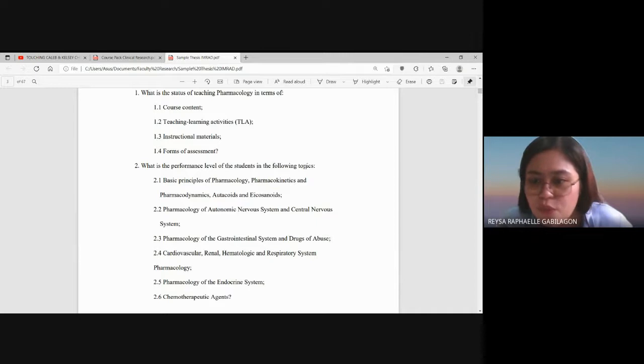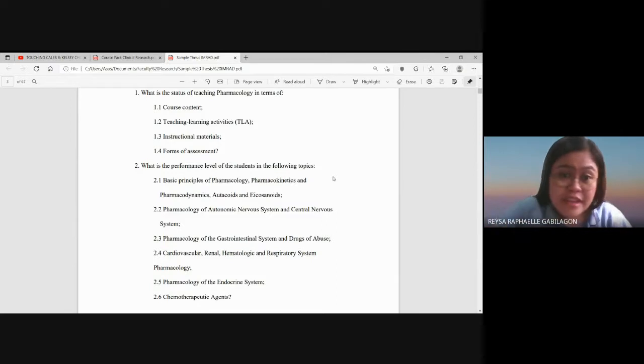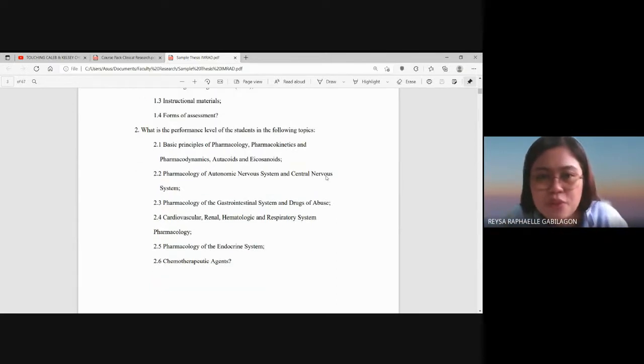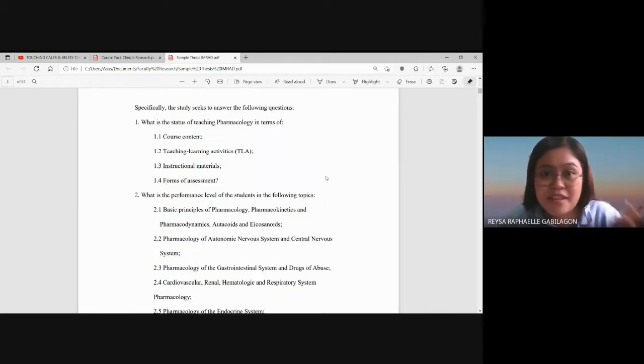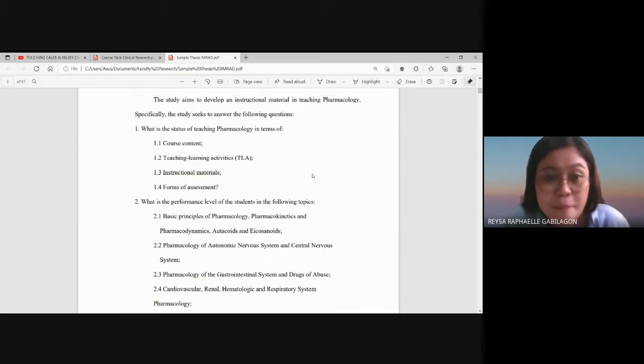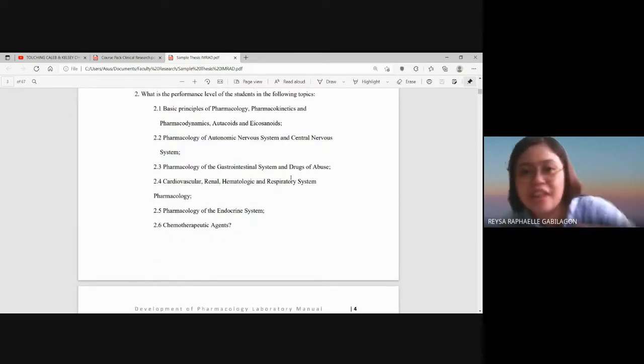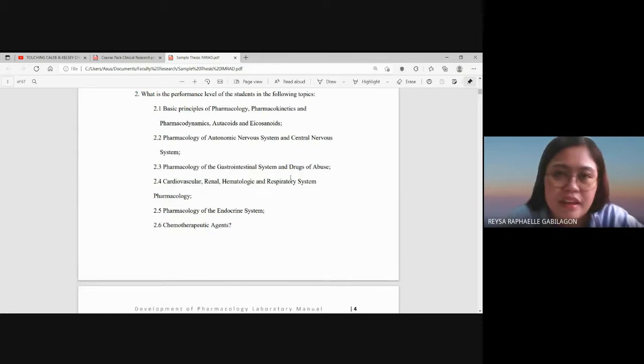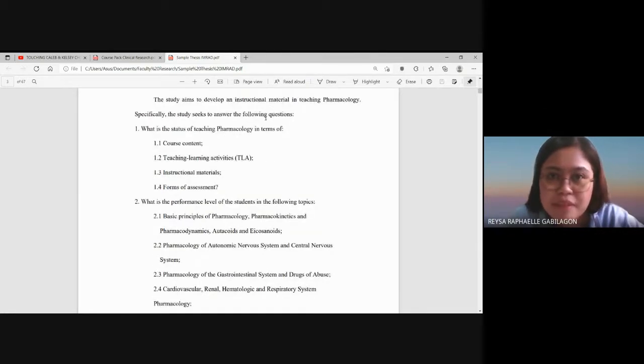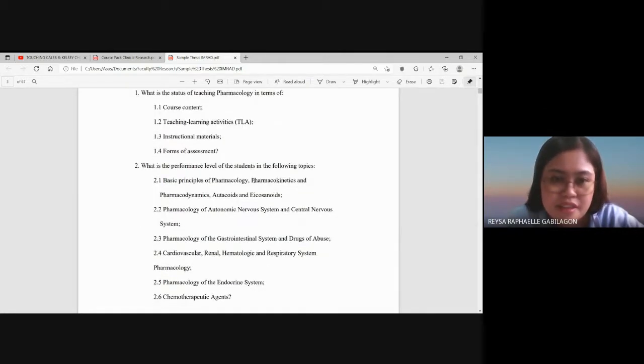And then, I need to establish also, aside from the status, I need also to know the performance level of the students. So actually nagkuha pa ko sa school, nagkuha pa ko academic grades ng mga students, not just their grades, their scores sa different topics. Kasi I need to know also the topics na mahina sila or mataas yung scores nila para maka-decide ako ano yung lalagay ko sa instructional material. So that's how I divide my general problem. My general problem is this one, and then these are the divisions.